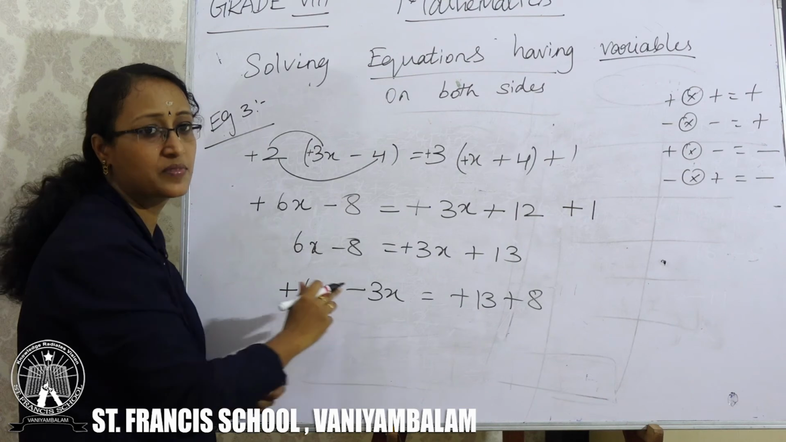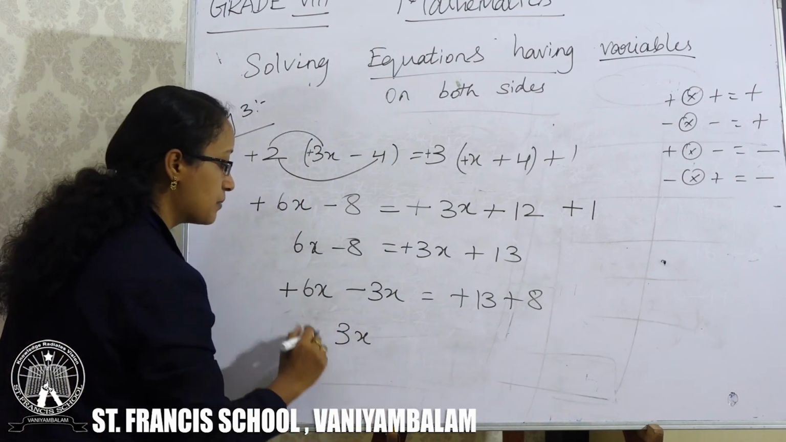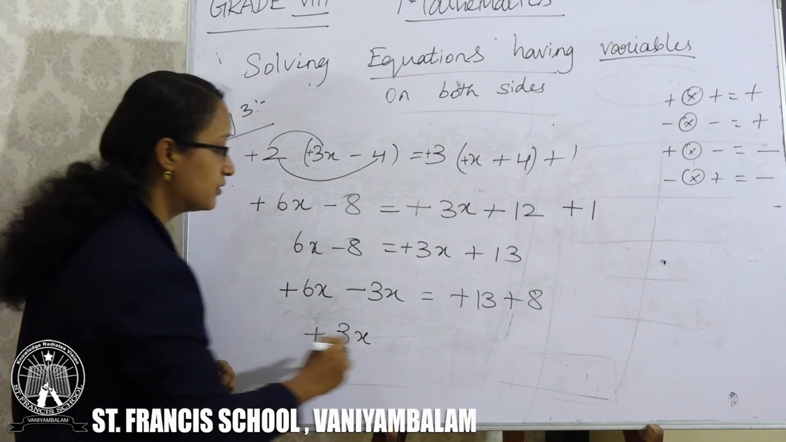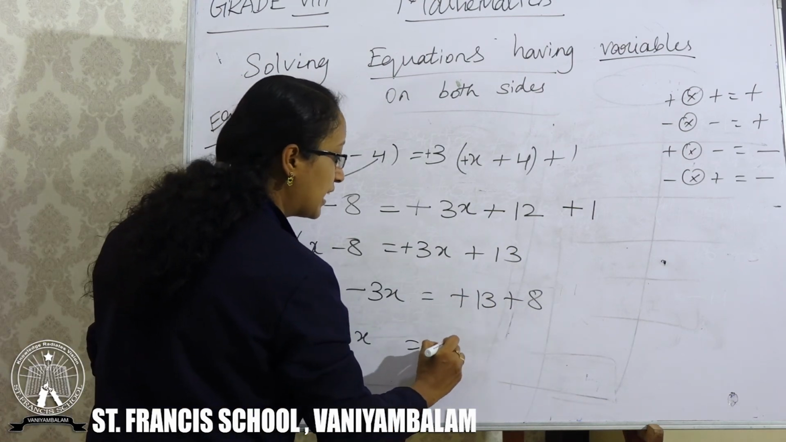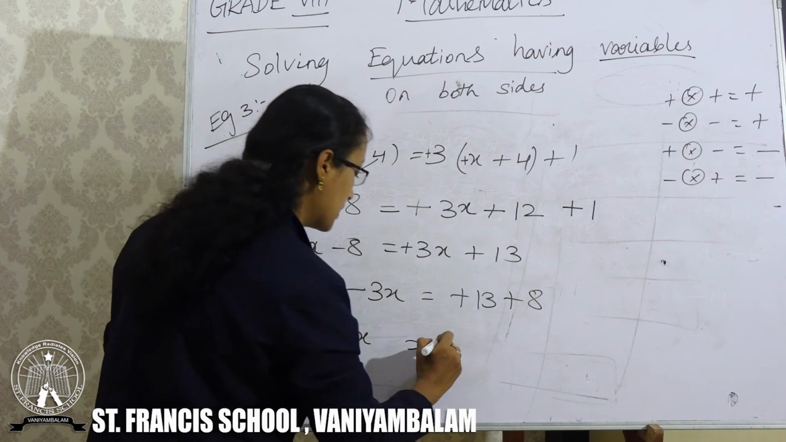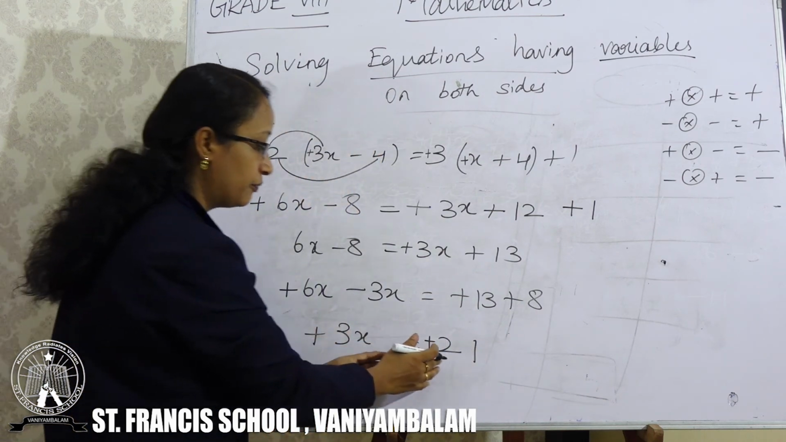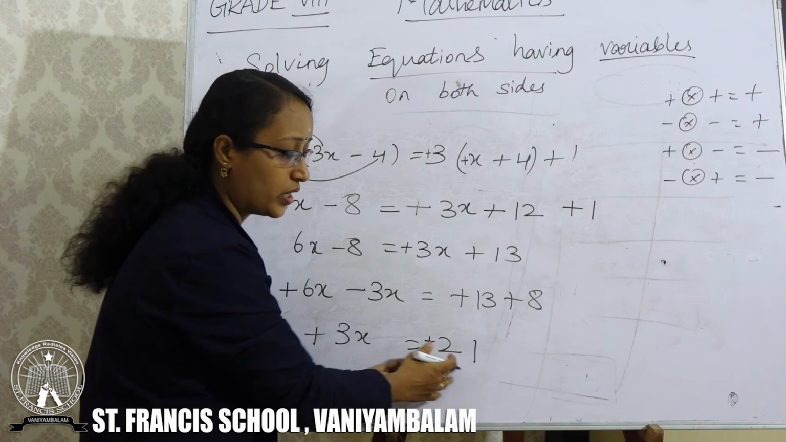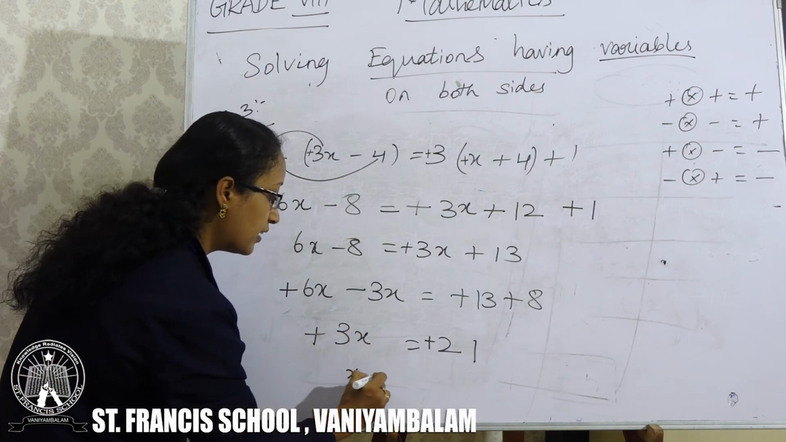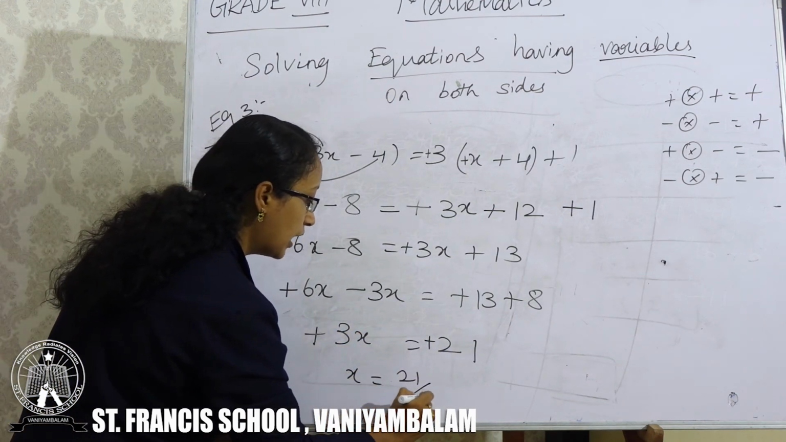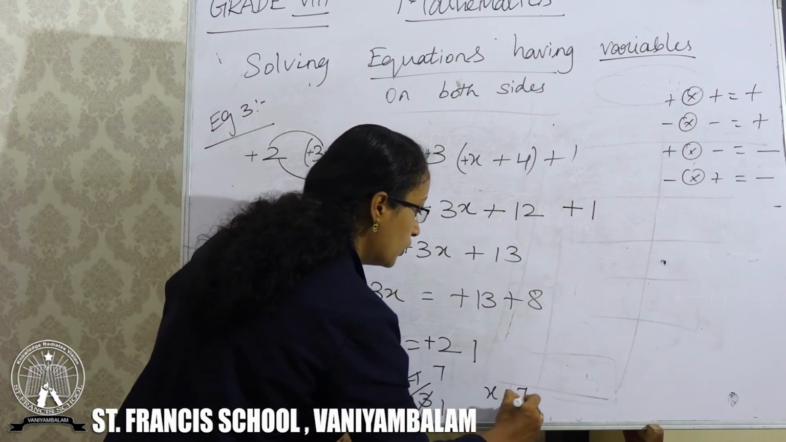So plus 6 minus 3. Symbols are different. Subtract and put the greater number's symbol, plus. Right? Is equal to 13 plus 8. Symbols are the same. Add it and put the greater number's symbol: 21. Yes. Now you have 3x is equal to 21. This 3 and x are in multiplication, so you can take this 3 to the other side as division. So x is equal to 7.